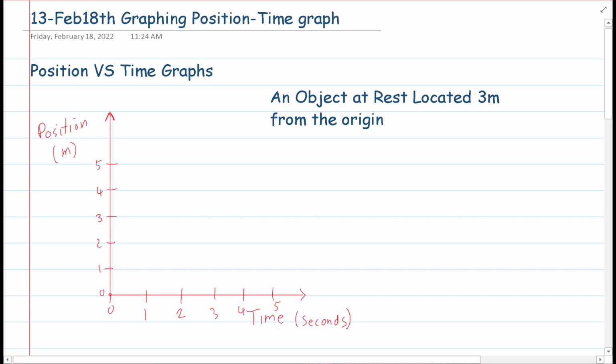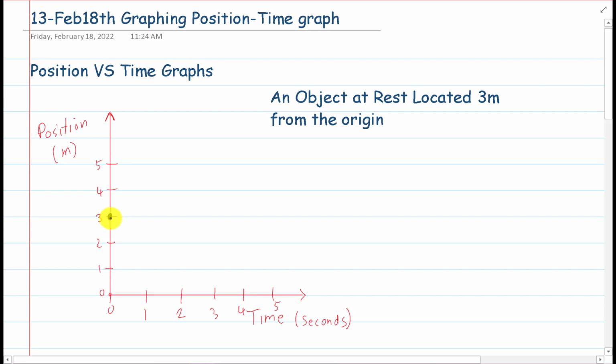An object at rest located 3 meters from the origin. So we're trying to do a position time graph here. An object at rest positioned and located from the origin of 3 meters. What does that look like? Okay, so you're at 3 meters.